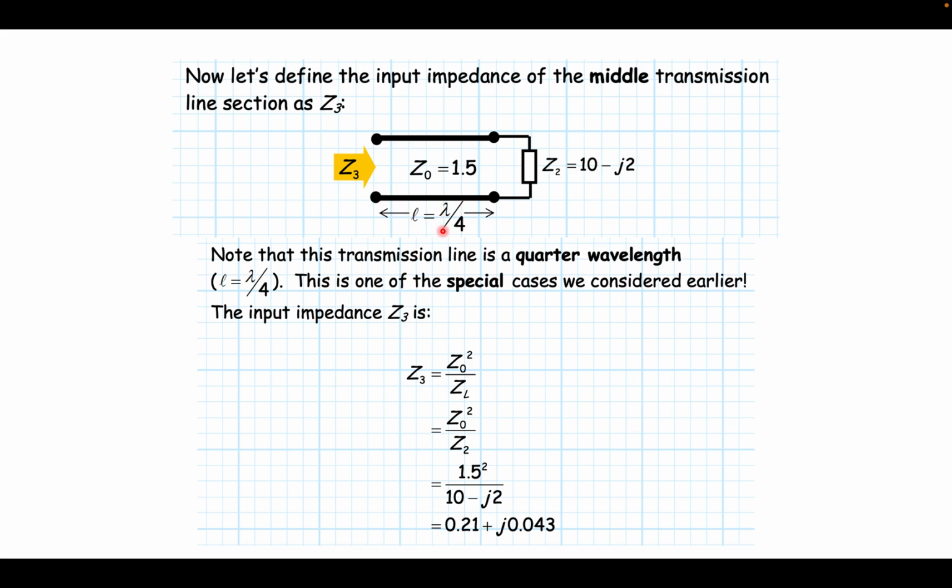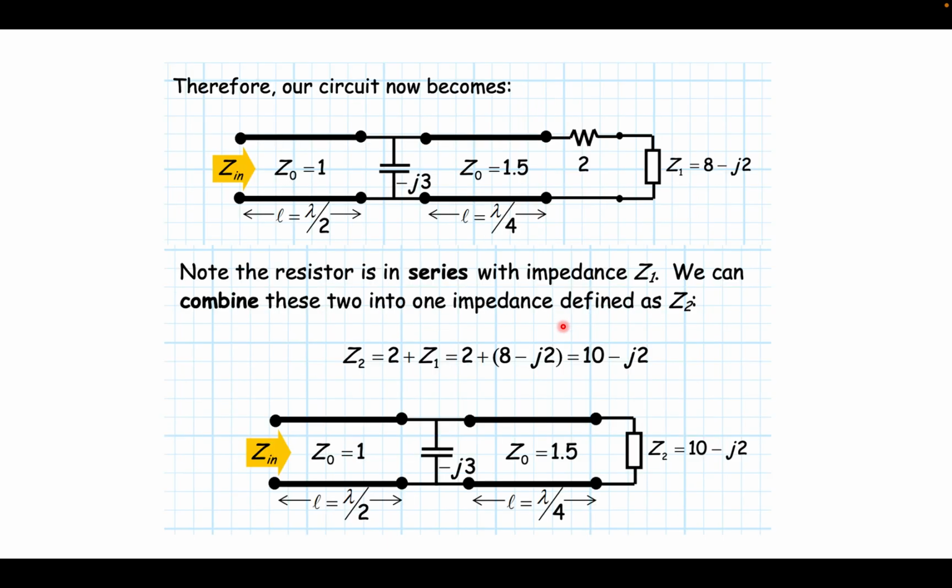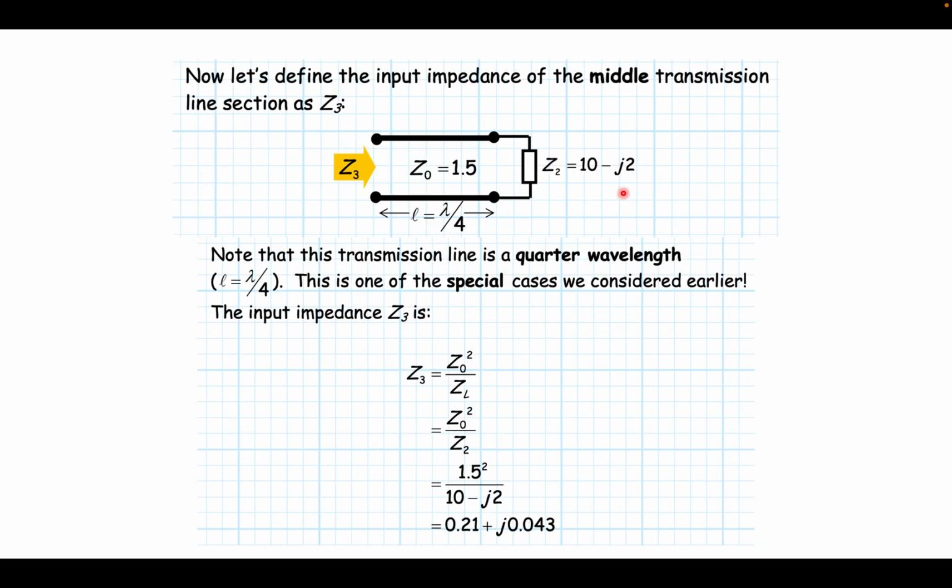Now if you try to calculate beta L, beta L will be 2 pi by lambda times lambda by 4, so that will be pi by 2. So if you come here now, the argument of both cos and sine will be pi by 2, and you know that cos pi by 2 is 0, right? So if you now calculate the input impedance when you have a length of lambda by 4, that will be Z naught square by Z load. I am using the same formula here. So Z3 will be just Z naught square by ZL.